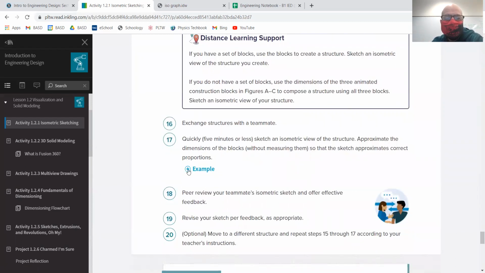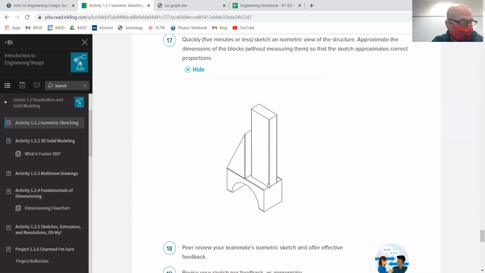And then looks like I skipped down to step 17, and then there's another sketch that I want you to make.